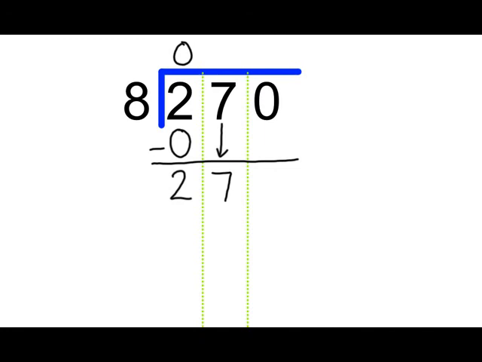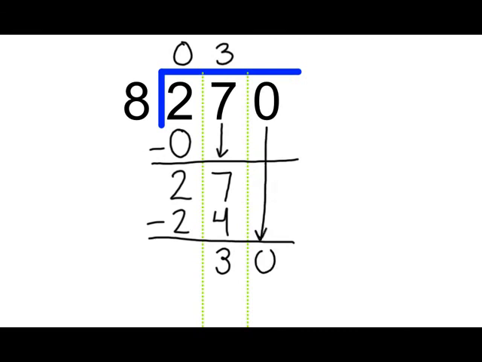Well, how many times does 8 go into 27? The answer is 3. So 3 times 8 is 24, so I write a 24 under the 27. I draw a line. I subtract. 27 minus 24 is 3. I see if there's any more digits, which there's the ones digit of 0, so I carry that down.